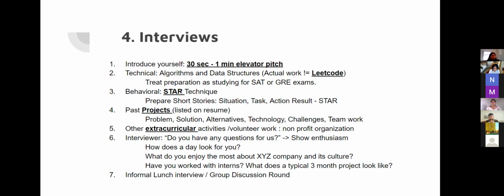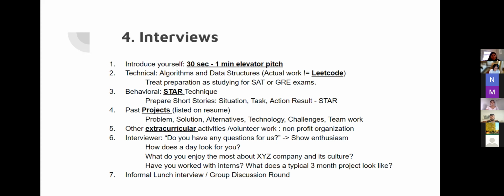You can know about the culture of the company. You can know about how the day looks for the interviewer. You can ask about whether he has ever worked with any interns, and what a typical intern 3-month project looks like. You can ask any of the questions to him, but never say, no, I don't have any questions. Just ask 1 or 2 questions and try to learn more about the company, about the things that they are looking for from an interviewee, and make sure you use this opportunity well when you are allowed to ask a question to them. So that also counts while they are grading you.